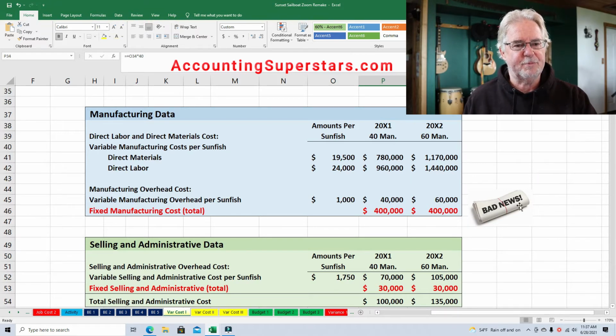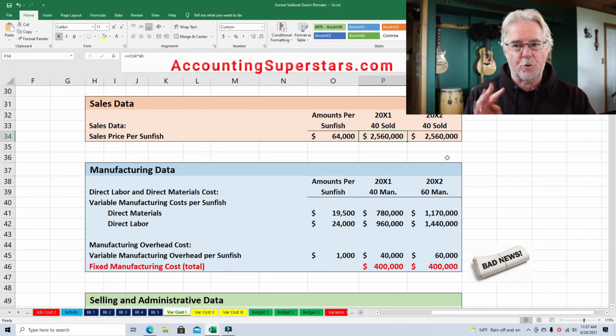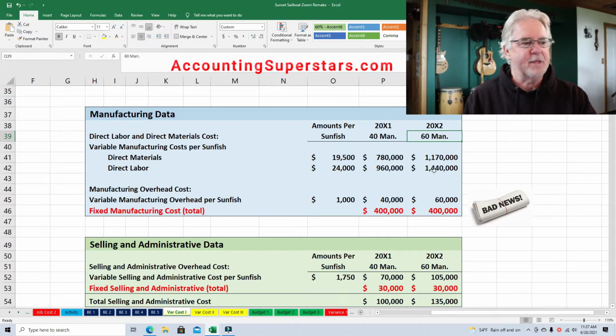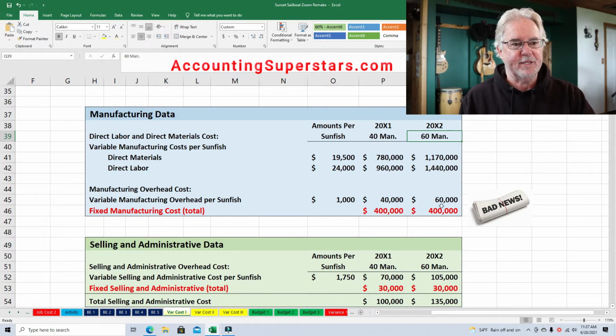In fact, I've got a little newspaper here. It says bad news. So just to recap so far real quickly. In both 2001 and 2002, they sold 40 boats. But in 2001 and 2002, they manufactured 40 boats and 60 boats. And here's the problem, some of this fixed manufacturing overhead is going to go into ending inventory instead of being expensed. And really, that's the whole problem right there. What it does is it distorts the financial statements, because 2001 and 2002, as far as revenue is concerned, are identical. But you'll see the expenses are very, very different.